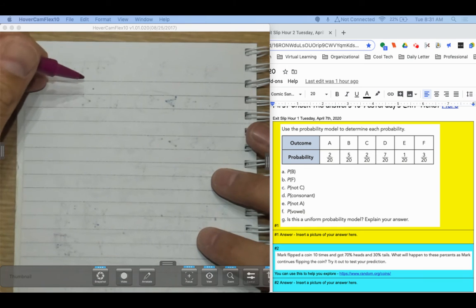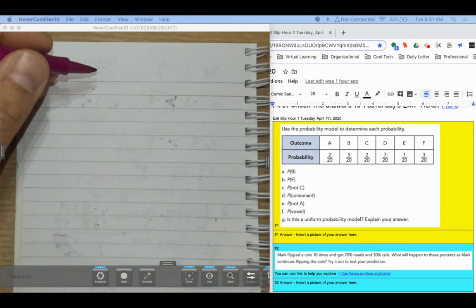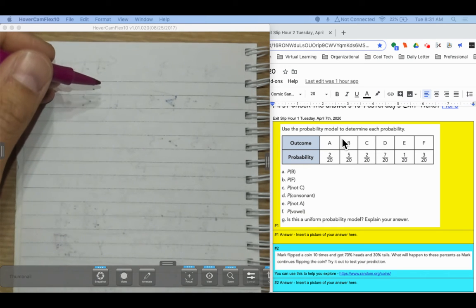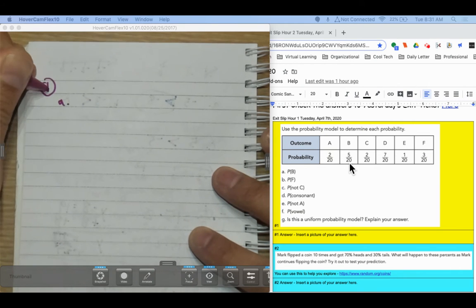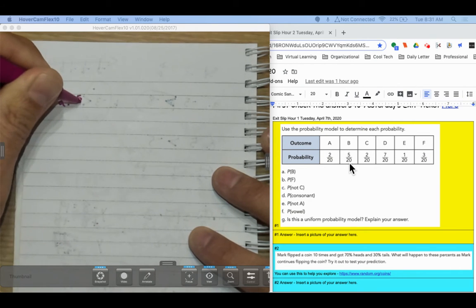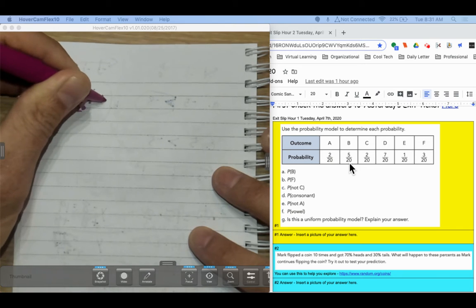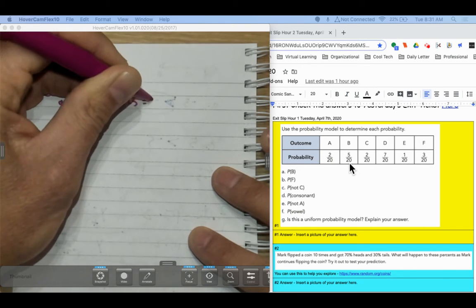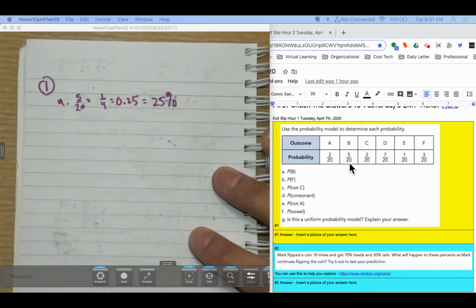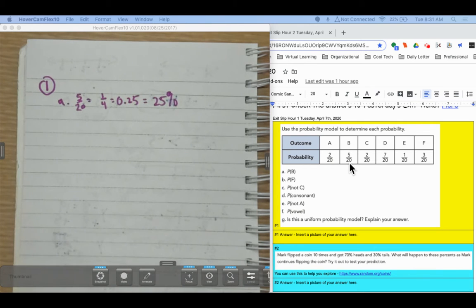All right, this was our exit ticket from yesterday. And with that, first we have this top problem here. Use a probability model to determine each probability. So probability of B is going to be 5 over 20, which I could rewrite as 1 over 4, which I could rewrite as 25 hundredths or 25%. I can write a probability as a fraction, a decimal, or a percent.